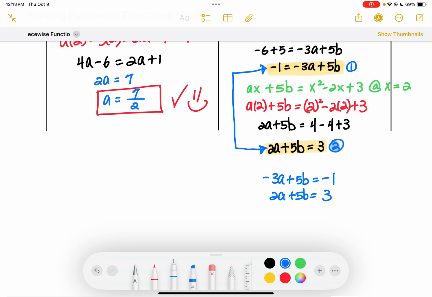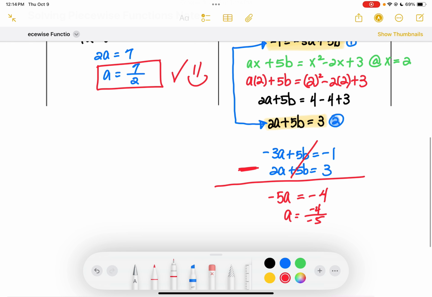So what do you notice? You can say that, oh, you know what? If I subtract them, negative 3 minus 2 will give me negative 5a, but my 5b minus 5b is canceled out. Very good. And negative 1 minus 3 gives me negative 4. So I know my a is equal to negative 4 divided by negative 5, aka my a value is equal to 4 over 5. Look at that. No need calculator.